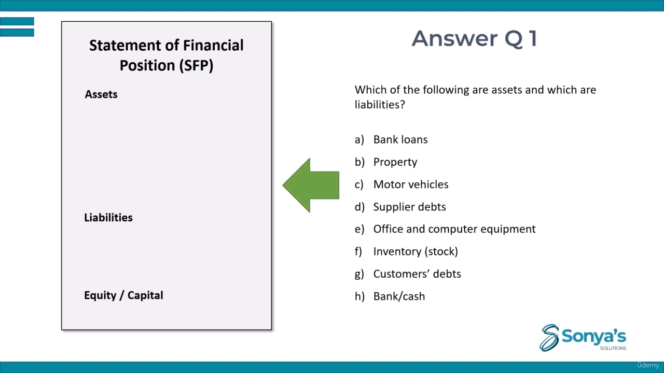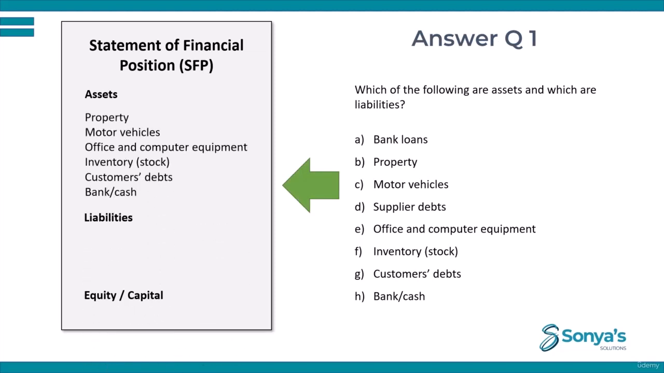Typically, a business's assets might include property, motor vehicles, office and computer equipment, and inventory or stock. All of this could be sold to be converted into cash if the business needed it. Customers' debts will also convert to cash once they pay what's owed, and the business hopefully has some cash in the bank already.